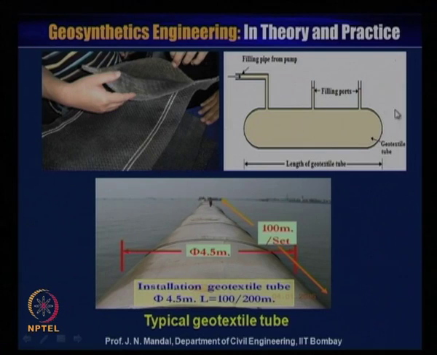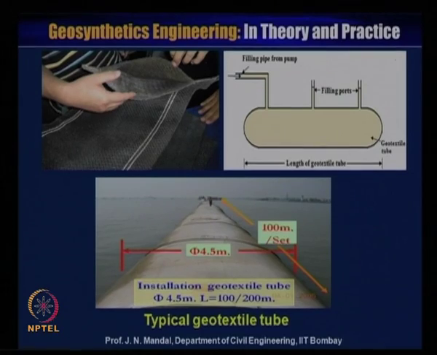And here you can see the length of the geotextile tube, the filling port and the filling pipe. Through it, the slurry should be pumped. This is one installation of the geotextile tube, with a width of about 4.5 meters and a length of about 100 to 200 meters. This geotextile tube may be made of woven and non-woven geotextile or jute geotextile material, and it may also be double layer, not only single layer. When you join one geotextile with another, the seams are also critical, and so is the geometric dimension of the main tube after final pumping and filling.